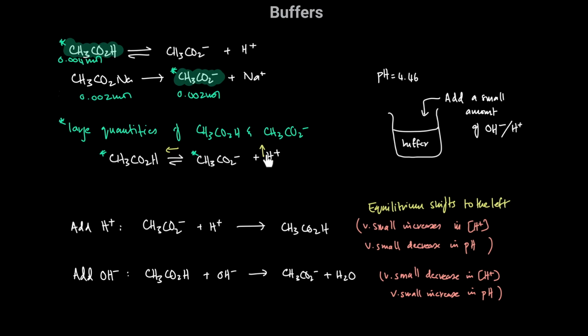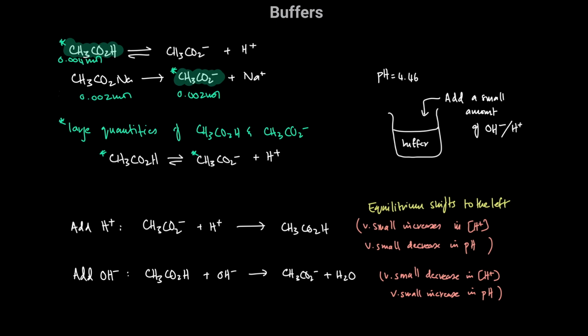When this equilibrium shifts to the left, the concentration of H plus goes back down. However, the overall effect is that you have a net increase in the concentration of H plus. You increase the concentration of H plus when we add a small amount of H plus, this equilibrium shifts to the left, and the concentration of H plus decreases again. However, the initial increase outweighs the decrease due to the equilibrium shifting to the left. So the net effect is a very small increase in the concentration of H plus and a very small decrease in the pH.